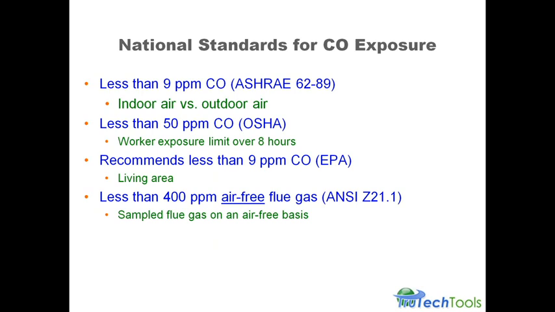So if I zero my meter outside and I go inside and I'm reading 2 parts per million, well, I have something producing CO in the home, right? And that's when we want to start to do an investigation. Now, if we're talking worker exposure limit, you can be exposed to less than 50 parts per million for 1 hour over an 8-hour period. The EPA recommends less than 9 ppm in the living area over a 24-hour exposure. And then the ANSI standard, ANSI Z21.1, is less than 400 ppm air-free in the flue gas, or undiluted CO. So here are some national standards for CO.